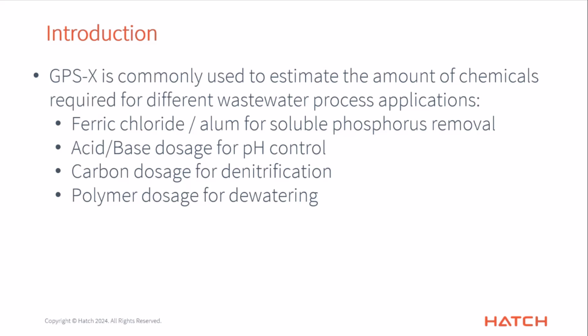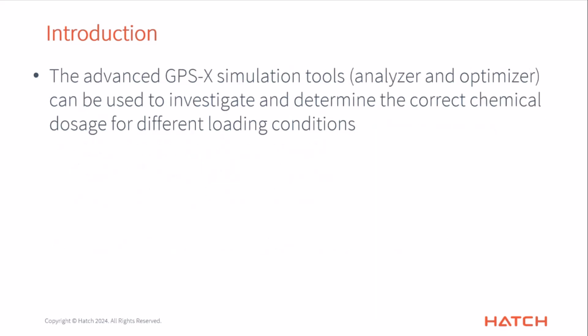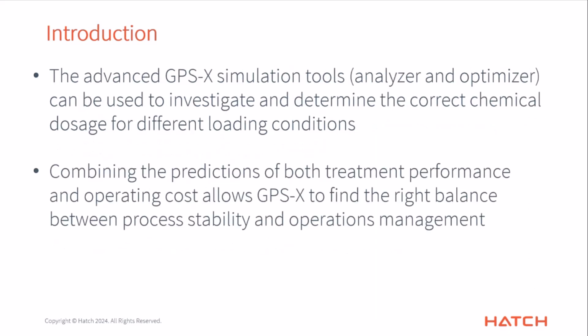I'm going to give you some examples and talk a little bit about where you're going to find all of these in GPSX. You'll note right away that I'm going to be showing you a lot of different unit process objects as you're used to seeing them on the drawing board. Each one of these has a little bit of a different usage, and so I'm going to go through those in detail. So you're going to see a bit of a tour through all the different objects in GPSX that are relevant to chemical dosage.